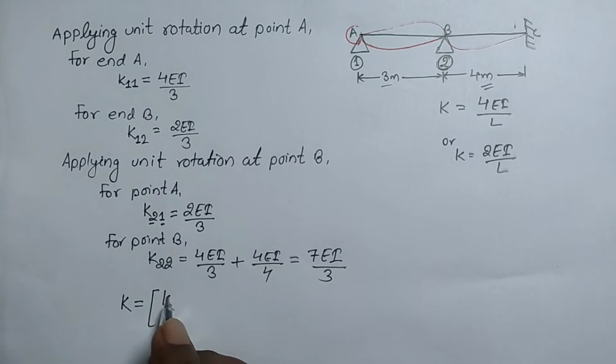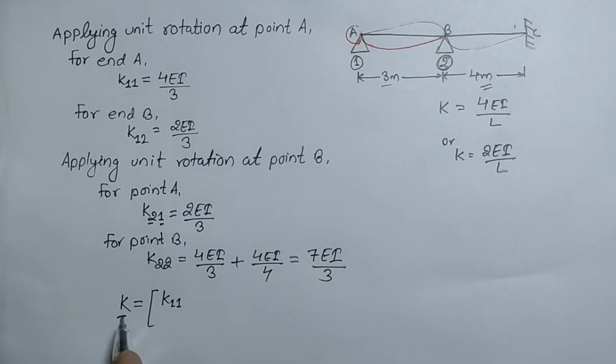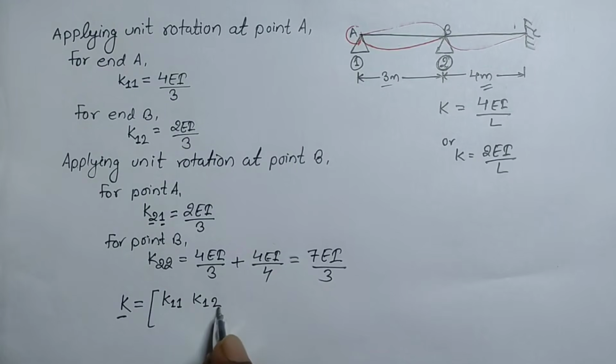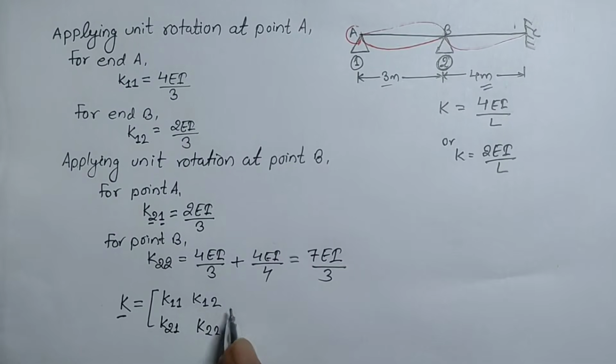Now guys, if we write the element as a 2 by 2 matrix, if we represent the unit 2 by 2 matrix by K, then the K element will be represented as K11, K12, K21, K22. This is our 2 by 2 matrix, and we came to know that our matrix is 2 by 2 because we have 2 degrees of rotation. If there were 3 degrees of rotation, then our matrix would have been 3 by 3.